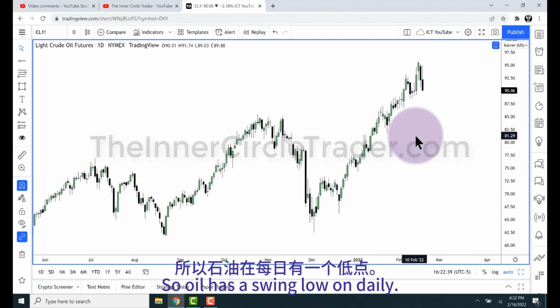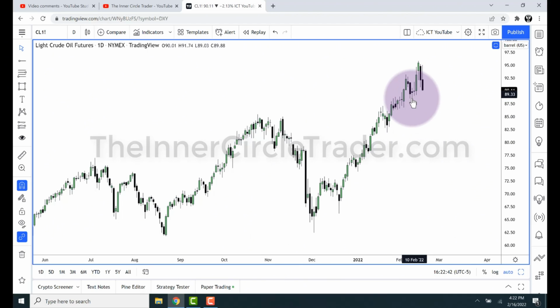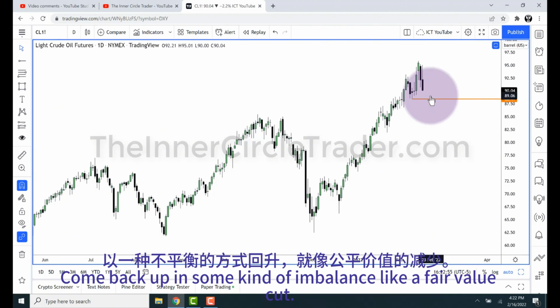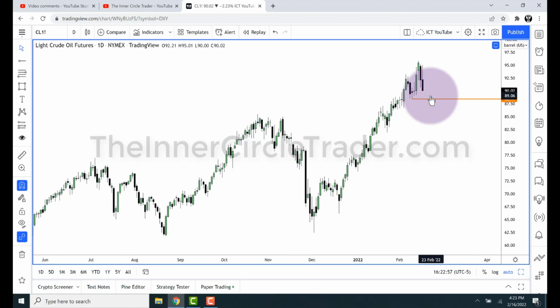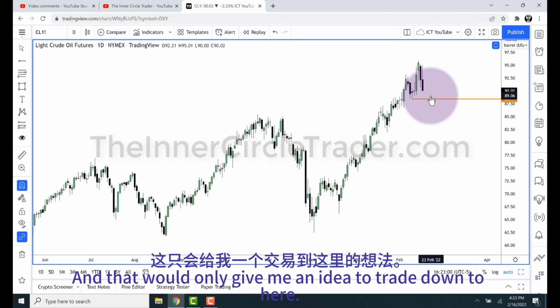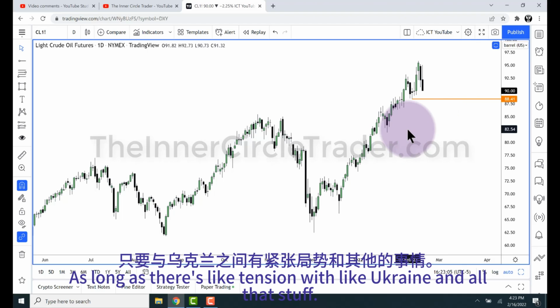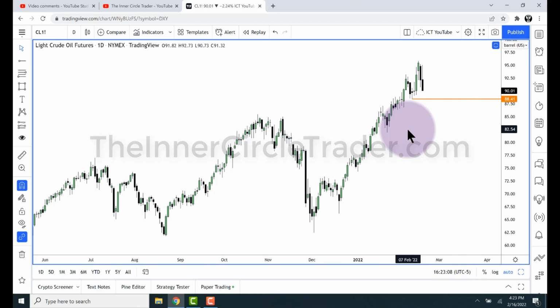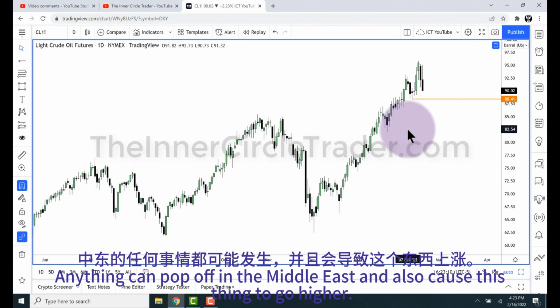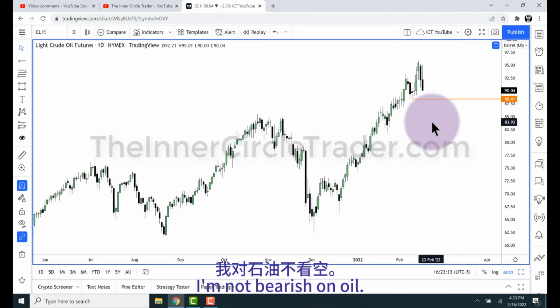All right, so oil has a swing low on the daily. So watch that one there. Trade below that, come back up in some kind of imbalance like a fair value gap. That would be a short-term trade, and that would only give me an idea to trade down to here. I don't see oil going lower. As long as there's tension with Ukraine and all that stuff, anything can pop off in the Middle East and also cause this thing to go higher. I'm not bearish on oil. I don't think that's likely.